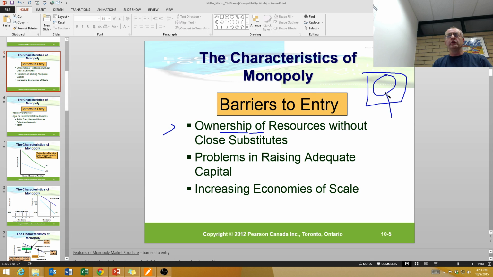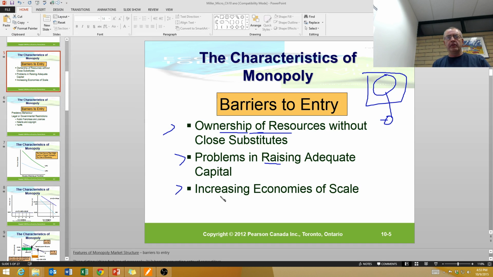If there's only one supply of gravel in a particular area, gravel's a heavy product, so it's costly to transport over long distances. So if one party owns all the natural resource in a particular community, then it becomes a monopoly. Okay, it may be that the industry you're in has difficulties raising capital, and maybe only the first person in the industry is able to raise capital. So that can serve as a barrier to entry.